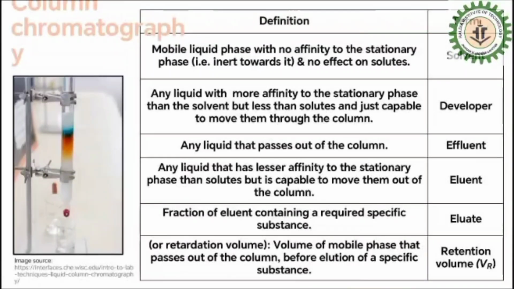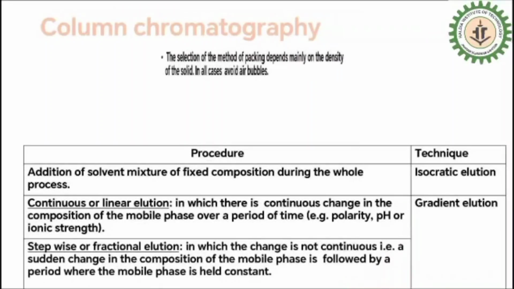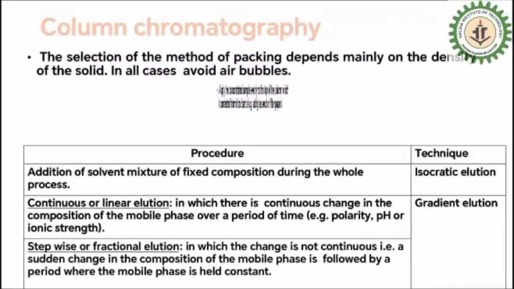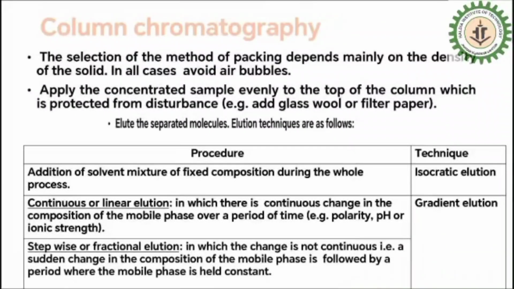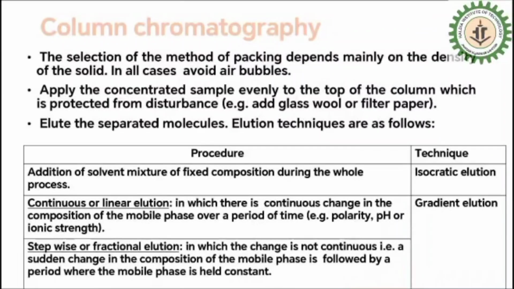After separation, the elution of the separated molecules can be done by two broad techniques. One is called isocratic elution. Here, a solvent mixture of fixed composition is added during the whole process. In the next type of elution technique, which is also called gradient elution, the solvent mixture used for elution has no fixed composition. In one variety of gradient elution, a continuous change in the composition of the mobile phase is used, and it helps in eluting different types of solutes which are separated inside the column.